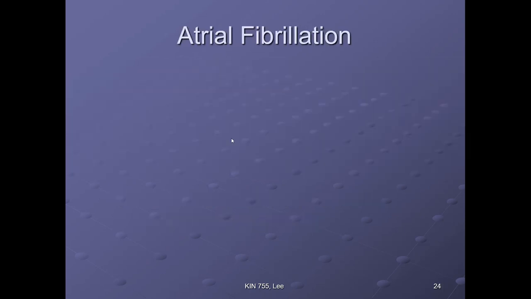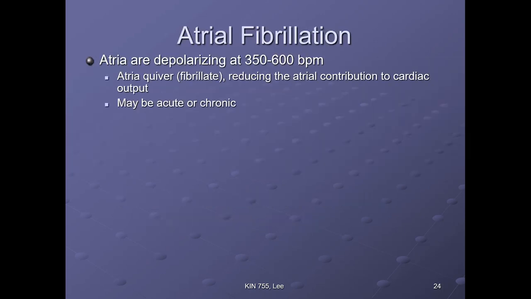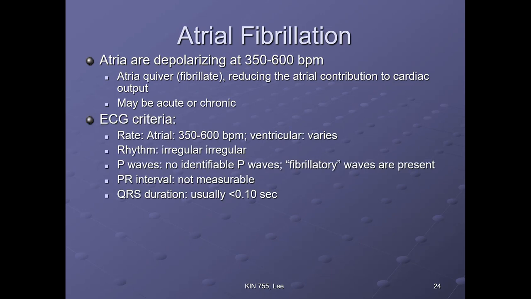All right, so atrial fibrillation, similar, but it's going to be a little bit different. The atria are depolarizing even a little bit faster, so they don't even have discernible P waves or flutter waves. It's going to look like just a jagged line where the atria are shaking or fibrillating. So the EKG criteria: very high atrial rate, and the ventricular rate is going to vary. Another big thing, the ventricular rate is going to be irregular, and you'll see that.